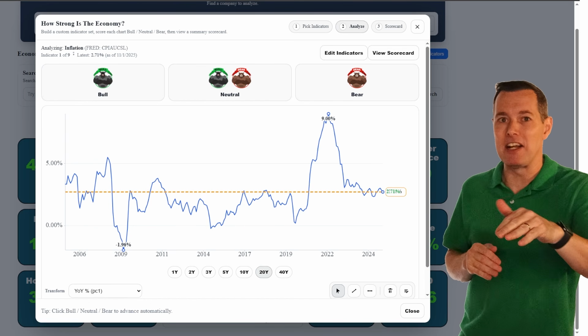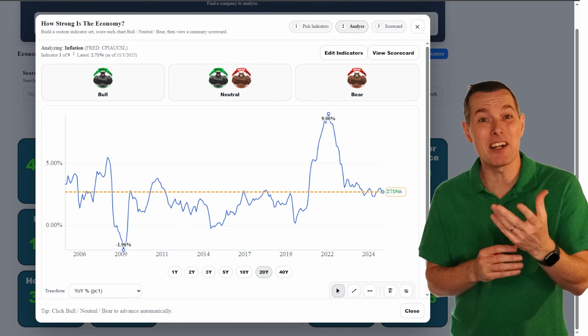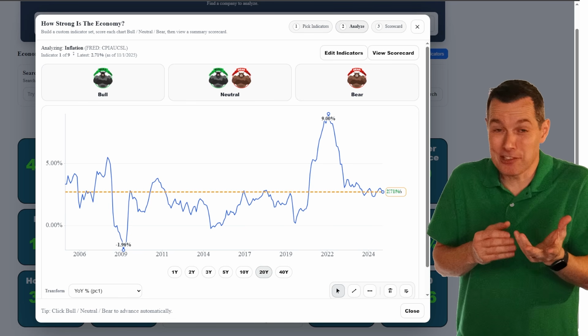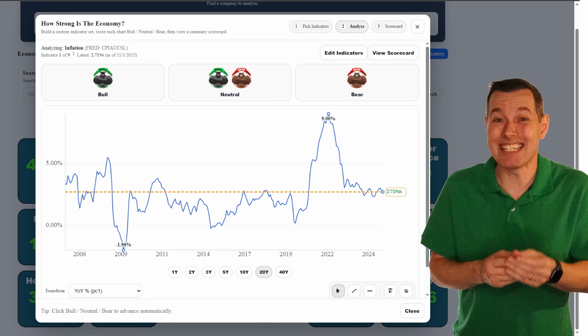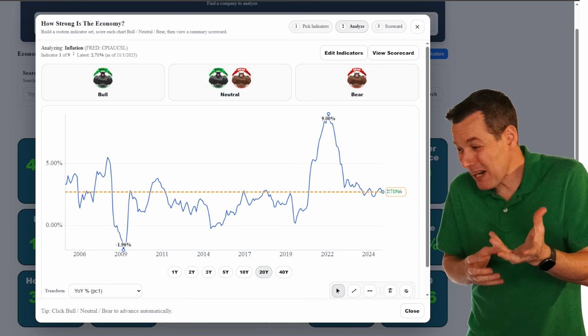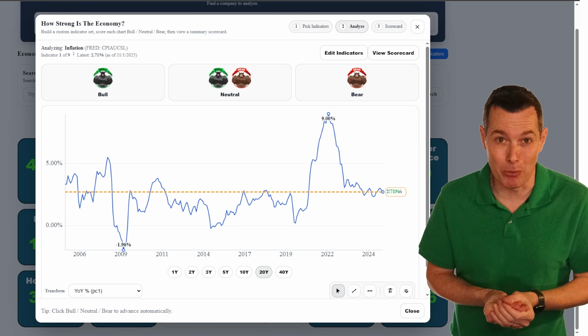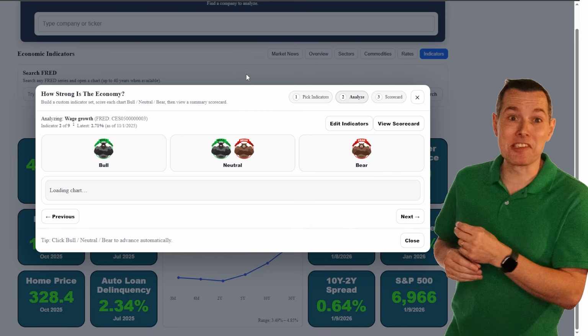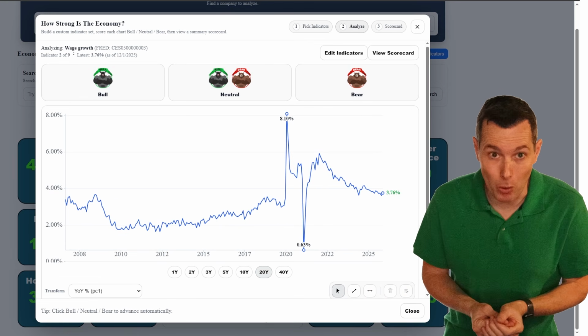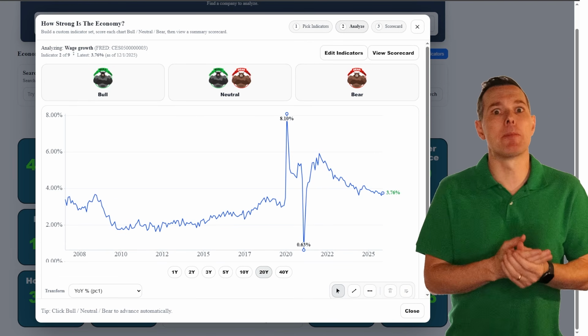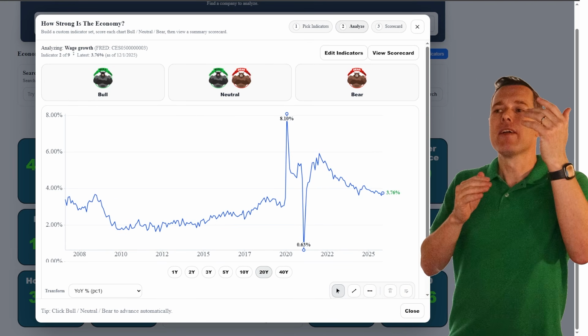Higher is worse in this scenario. It's probably a little bit worse than we'd like it to be, but it's not that bad. 2.7% is not too terrible. So I probably have to go with the neutral point here. When we click on the neutral box here in the middle, that saves our score, and the next economic indicator that we had saved before loads up.